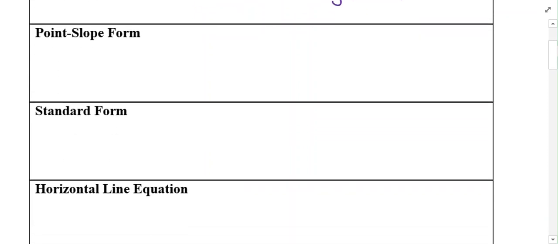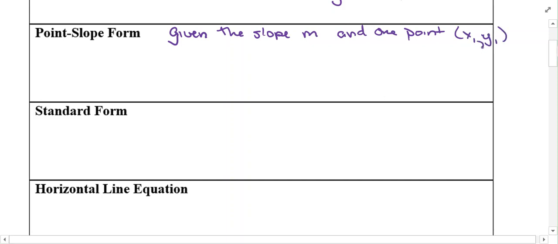The next form, which you're going to use a lot and actually is going to become our friend, is point-slope form. To form this, we are given the slope and 1 point. If you're given 2 points, you choose one of them. And this form is y minus y1 equals m times x minus x1.